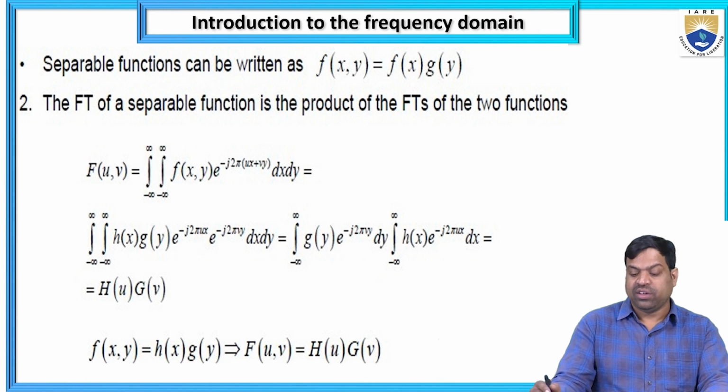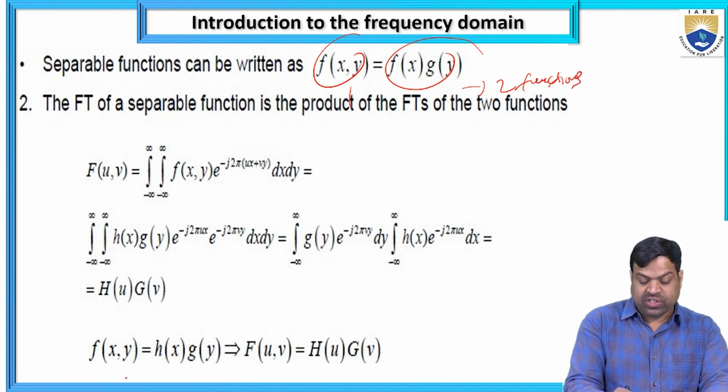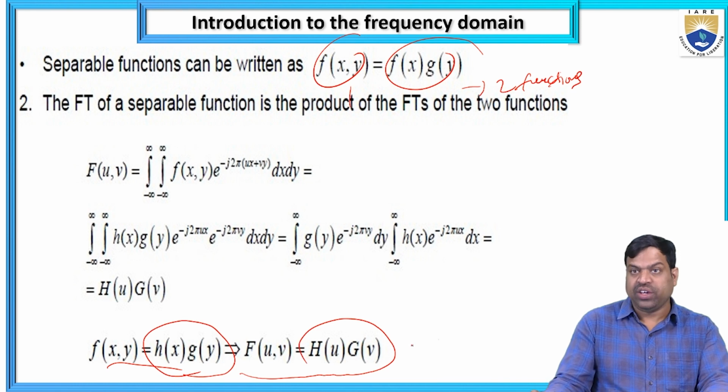So here, some separability: function f of x comma y equals f of x into g of y. Here I am taking two functions, that is separability. F of x comma y equals h of x into g of y, and F of u comma v equals h of u into g of v.